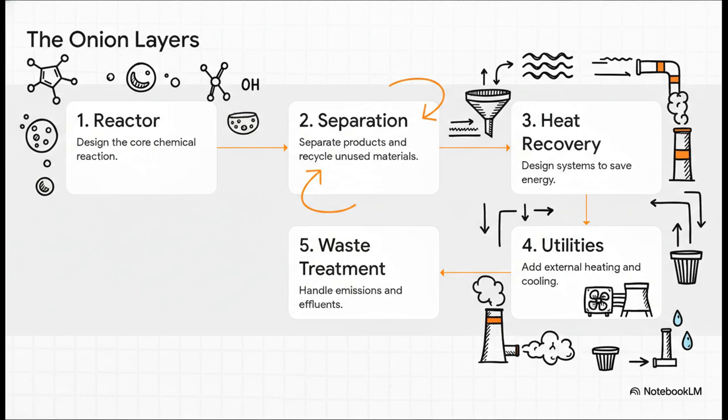Okay, next layer out. You've got to separate your final product and recycle anything that didn't react. Then, you design systems to recover heat and save energy, super important. After that, you add the utilities. Think boilers, cooling towers, that kind of stuff. And then finally, the very last layer is waste treatment. See, it's this perfectly logical journey from the core function all the way out to the support systems.